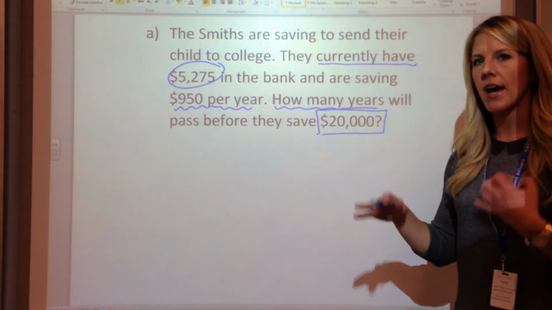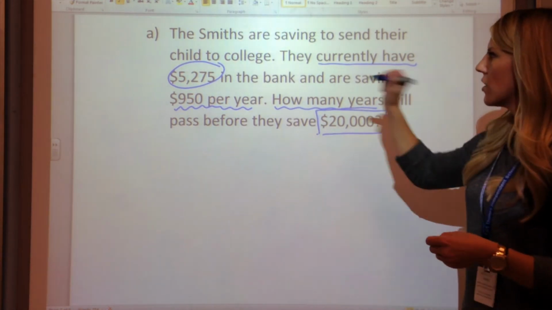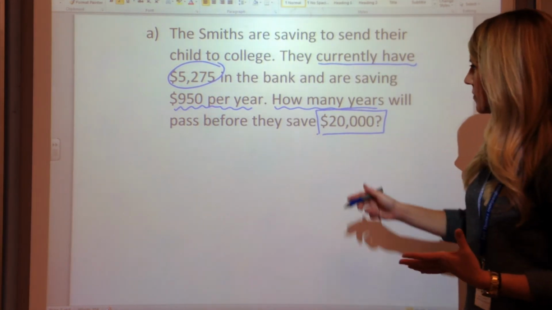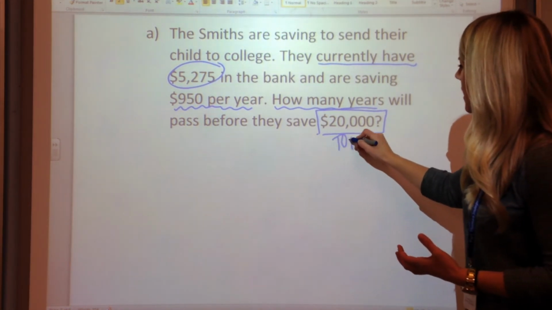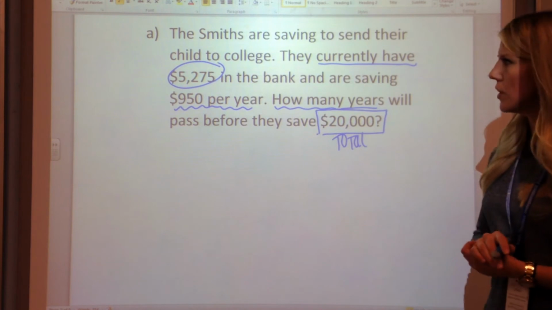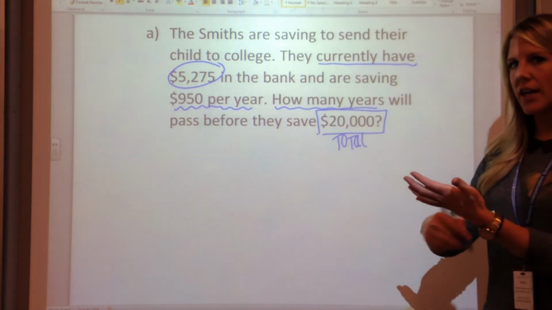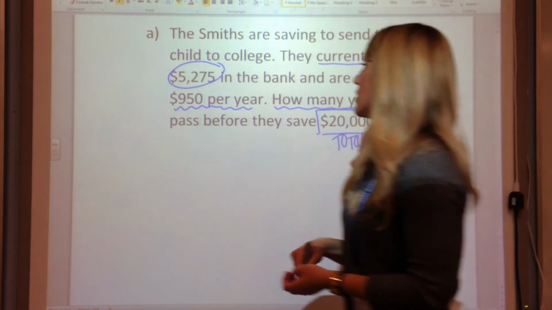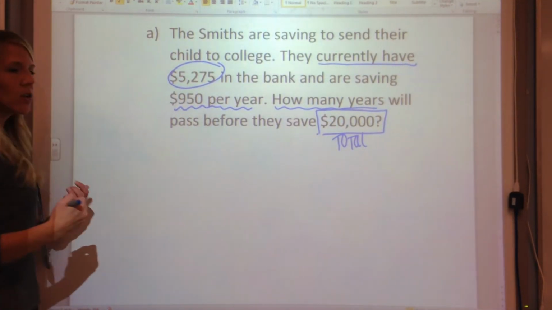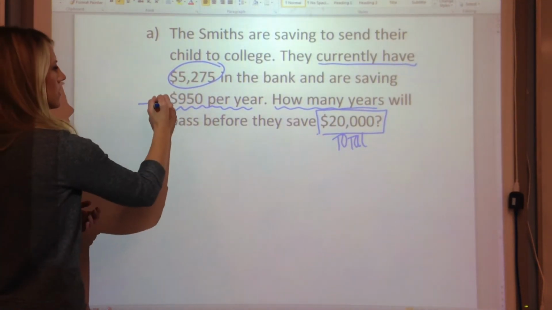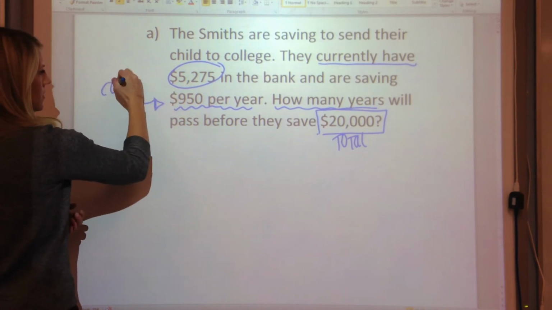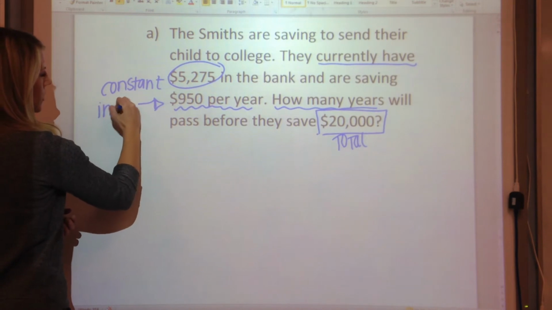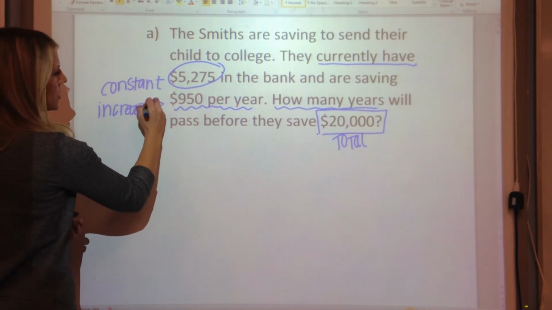So let's kind of go back and pick this apart. They currently have $5,275. That's flat, that's no matter what. $20,000 is how much we want at the end, so that's representing a total. What is changing? Each year you're adding how much? $950. So would this be a constant increase or a constant decrease? It's a constant increase because we're adding $950 each year.